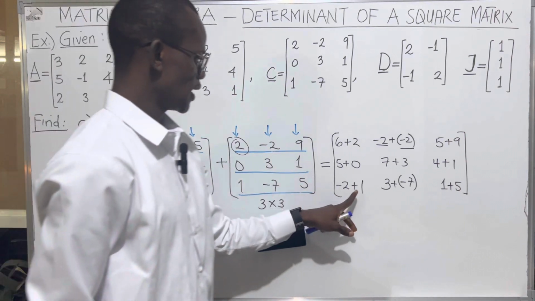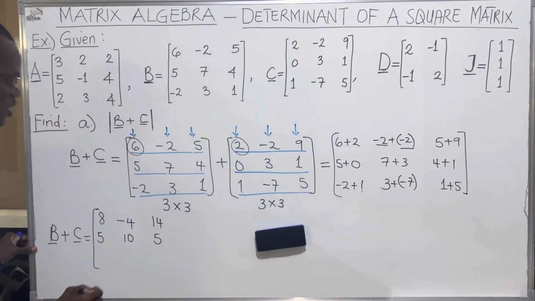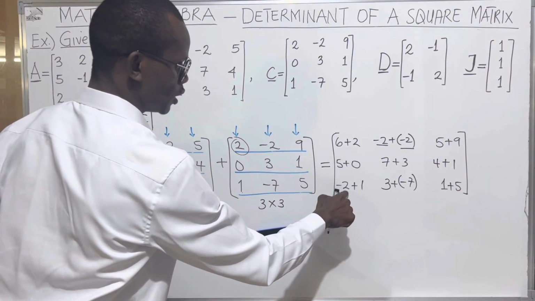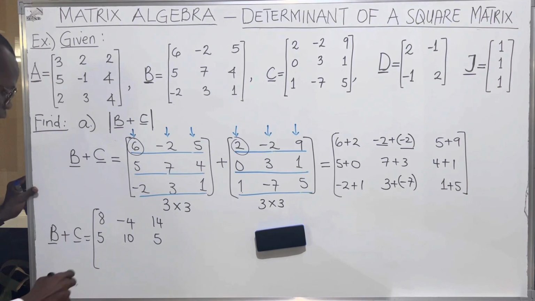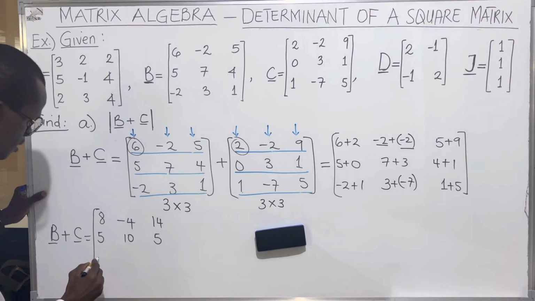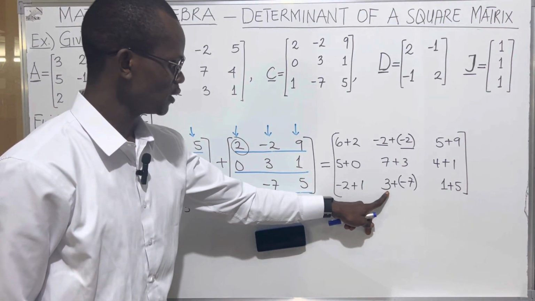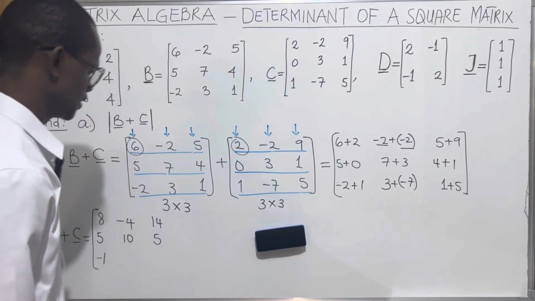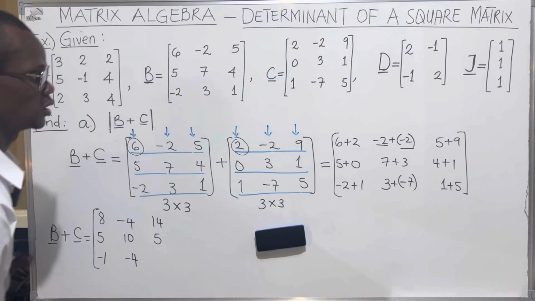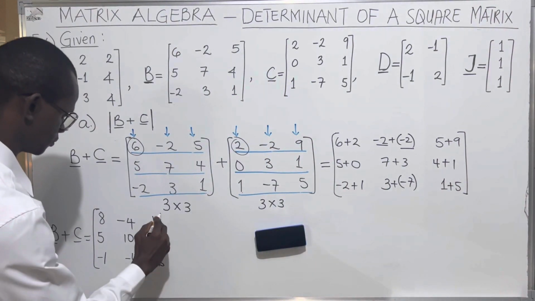Minus 2 and positive 1. So the signs are different. We subtract the smallest number from the biggest number. So we subtract 1 from 2 and end up with the sign of the biggest number, which is minus 1. So we have positive 3 plus minus 7. Again, we subtract, so we're left with minus 4. Here we have 1 plus 5 is 6.